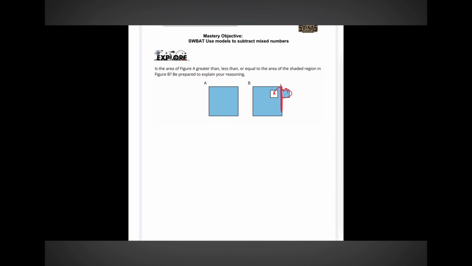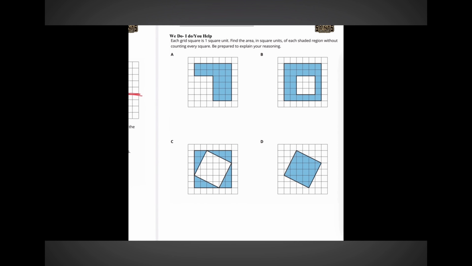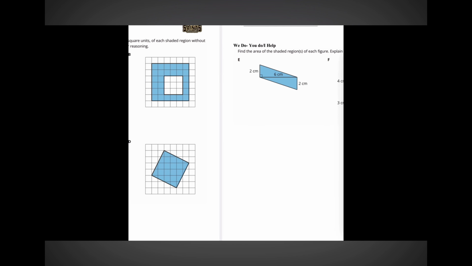So they're actually going to need to subtract something. They might find the area of this whole square and then subtract this square. There's going to be a lot of shapes like that coming up, as you can see.